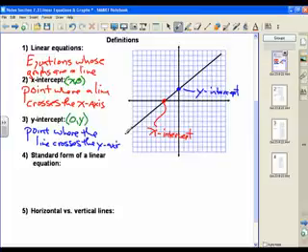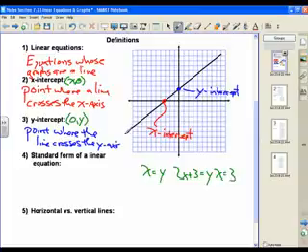Now, the standard form of a linear equation. Standard form. Now notice here on page 313, they have linear equations. Notice all our linear equations, like x equals y. That's a linear equation. 2x plus 3 equals y is a linear equation. X equals 3 is a linear equation.